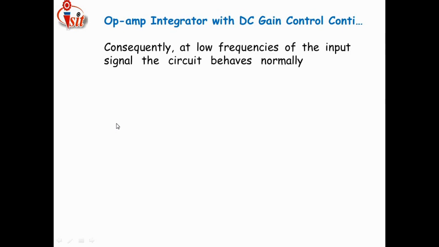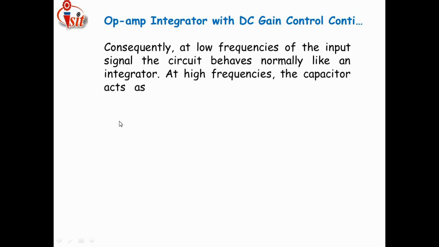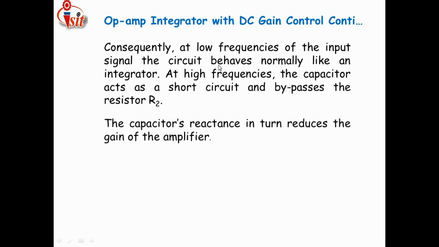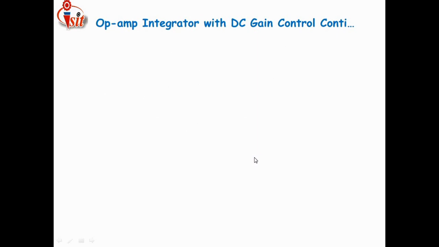What is that equation's terminology as an output? Just see here. Consequently, at low frequencies of an input signal, the circuit behaves like a normal integrator. That means whenever the frequency is at a low condition, the circuit behaves like a normal integrator. But whenever the frequency goes higher, just see what happened. At high frequencies, the capacitor acts as a short circuit and bypasses the resistor R2. The capacitor's reactance in turn reduces the gain of the amplifier.